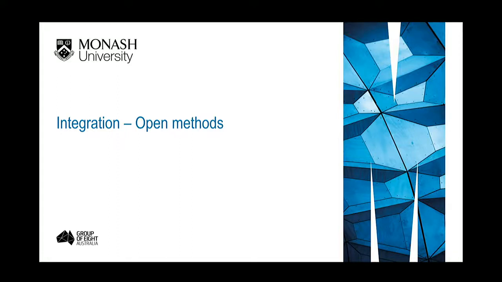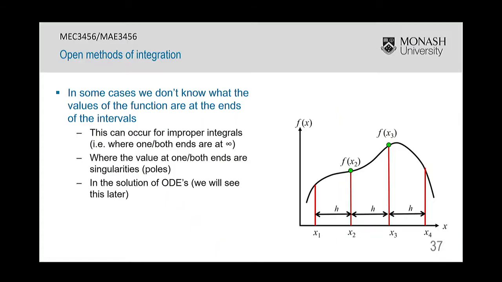The final topic that we'd like to look at in terms of the Newton-Cotes integration is this idea of open methods. So in some cases we don't know what the values of our function are at the endpoints, and this can occur in a number of cases. For example, if we're trying to do an improper integral, in other words where one of the points lies at infinity or negative infinity, or when one or both of the values are singularities, in other words they're infinite, and also in the solution of ordinary differential equations that we're going to look at later on in this unit.